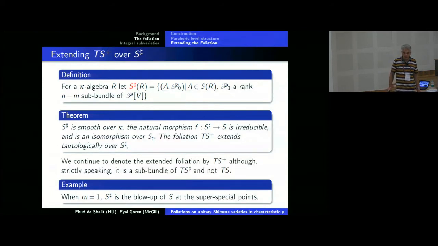And just as an example, remember in the case of U(n,1), where m is 1, S lower sharp was everything but the very final points, the superspecial points, where the abelian variety is actually isomorphic to products of supersingular elliptic curves. And S upper sharp, sorry, is the blow-up of S at these superspecial points. Just the usual blow-up.